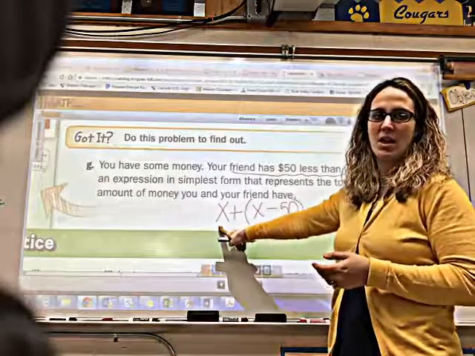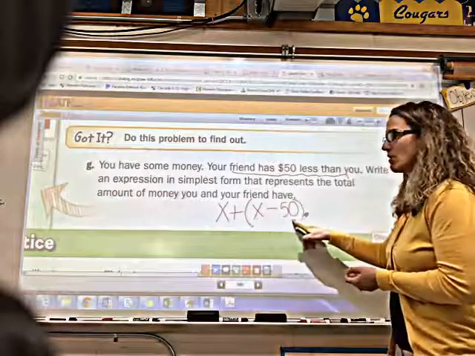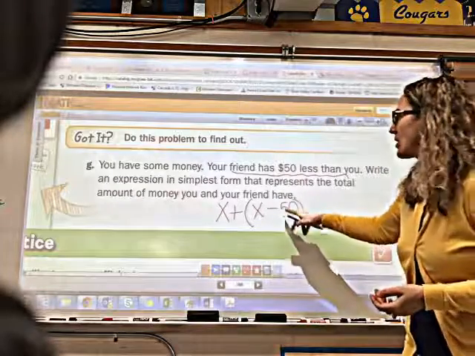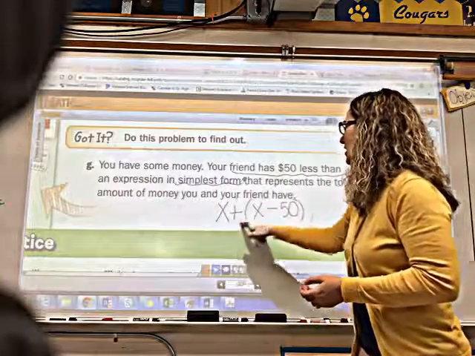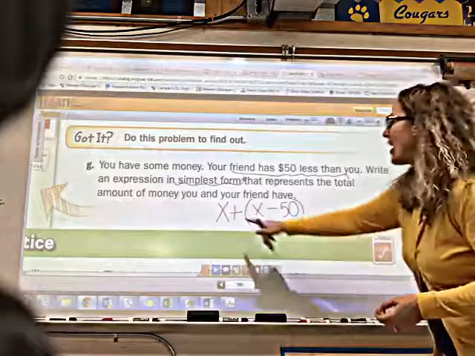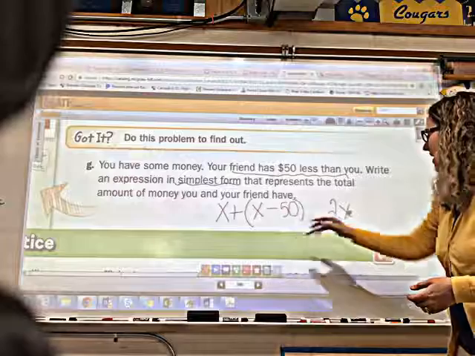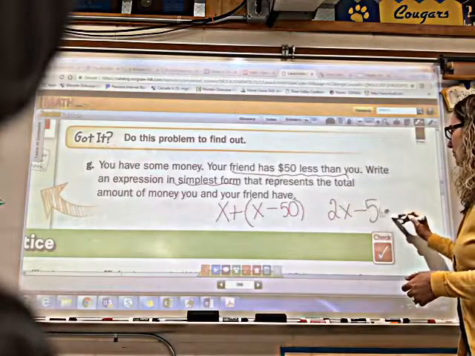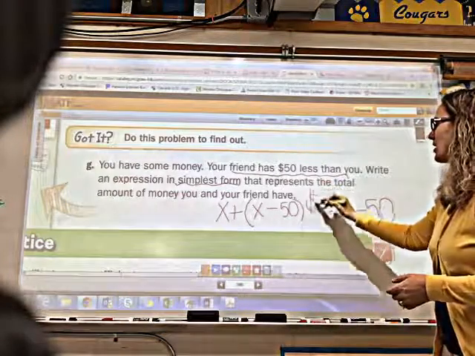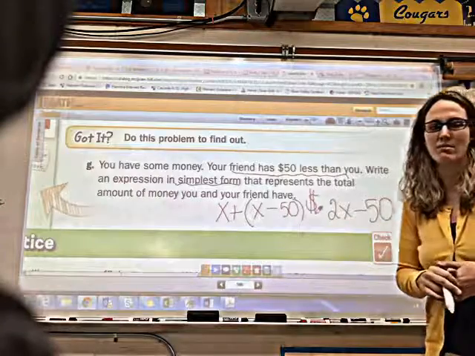So this is the amount of money that I have. This would be the amount of money that my friend would have. When we combine this in simplest form, I can combine my x's. So I have one x plus another x, so technically I have two x's, and then I'm subtracting 50. So your expression would be 2x minus 50.